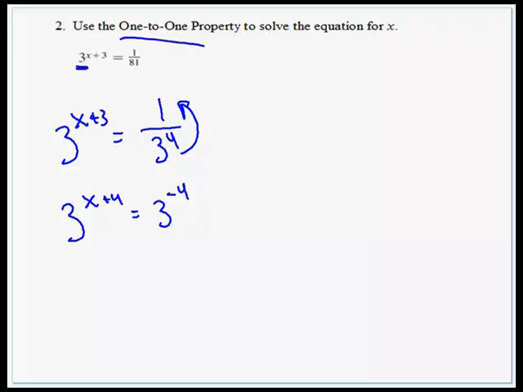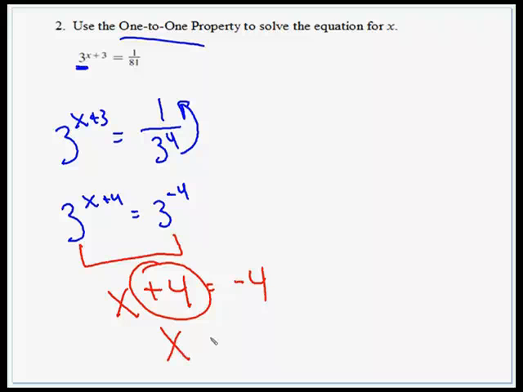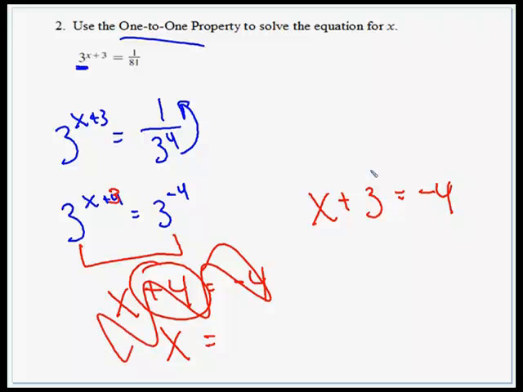Now we can use the one-to-one property. The bases are the same, so they can be ignored. X plus 4 equals negative 4. Subtract 4 from each side. Ooh, and I made a little boo-boo there. That was x plus 3. Why did I change it to an x plus 4? This is supposed to be a 3. That's supposed to be x plus 3 equals negative 4. X plus 3 equals negative 4. And we subtract 3 from each side, and we get x is negative 7.